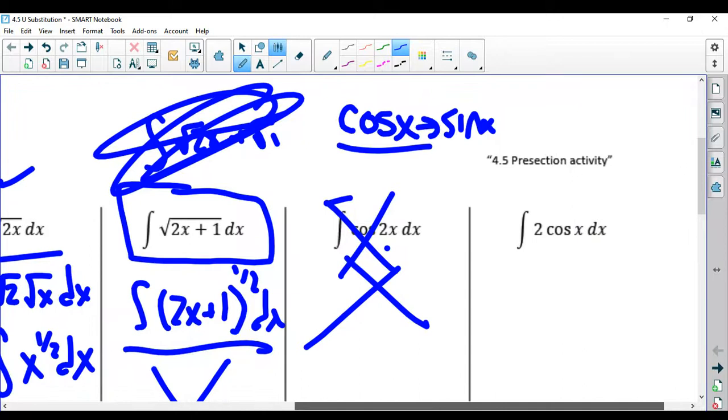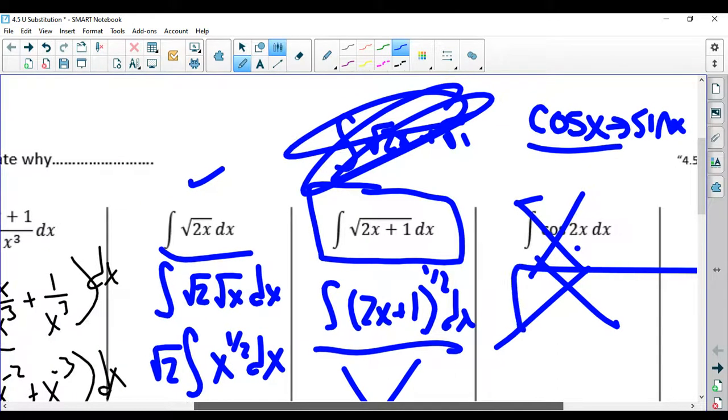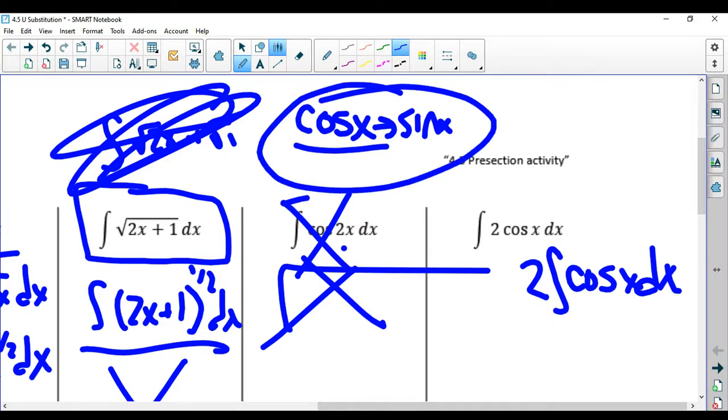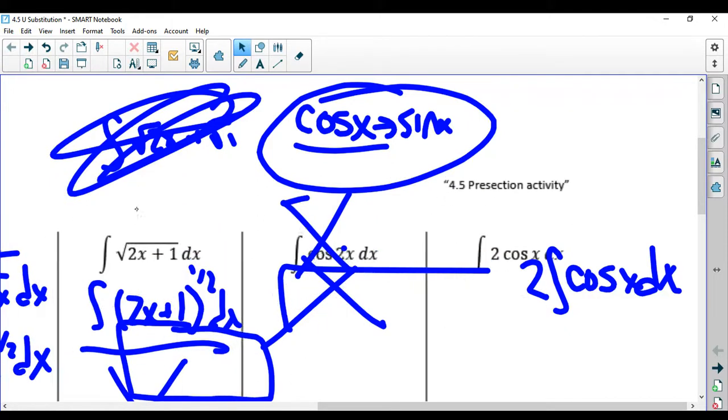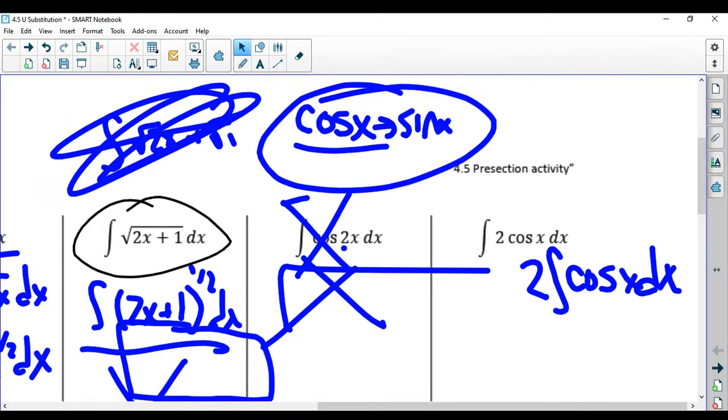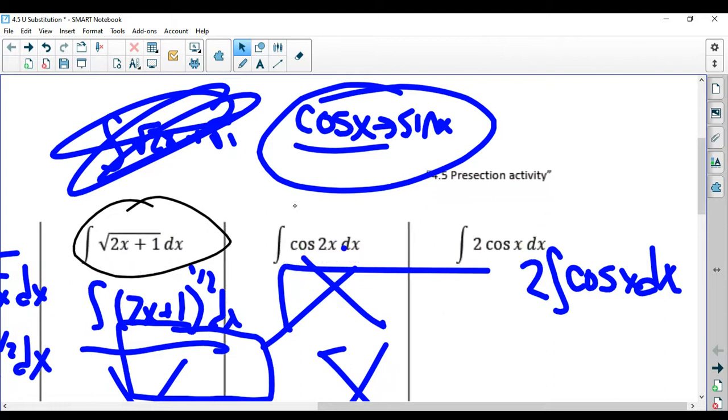As opposed to this one we can do, because 2 is a constant. It's just 2 times the integral of cosine of x, and cosine of x we already talked about. We can do that. So really what we're going to be doing in this upcoming section is trying to figure out a good way to do this and the other one, this and this, and problems like this.